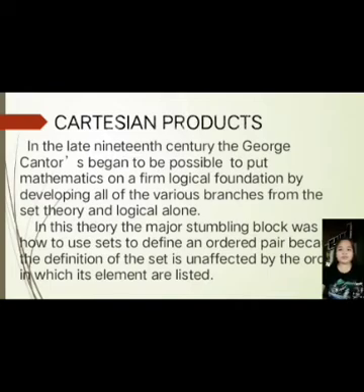Cartesian products. In the late 19th century, George Cantor began to make it possible to put mathematics on a firm, logical foundation by developing all of the various branches from set theory and logic alone. In this theory, the major stumbling block was how to use sets to define an ordered pair, because the definition of a set is unaffected by the order in which its elements are listed.